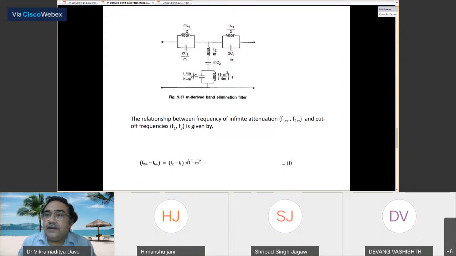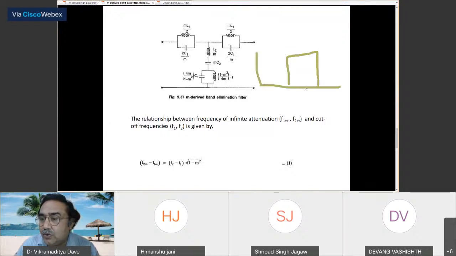Again, it will have two cutoff frequencies, because it is also a band reject filter. If I draw the diagram of the band reject filter, if you remember, band rejector means it rejects a particular band of frequency. So below FC1 it passes all the frequencies, and above FC2 it passes all the frequencies.